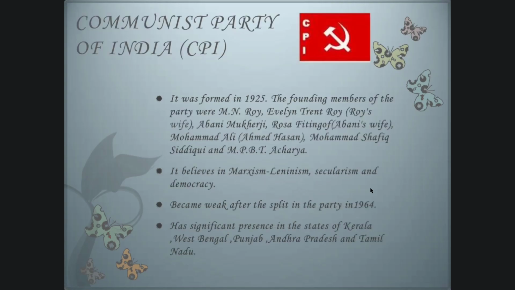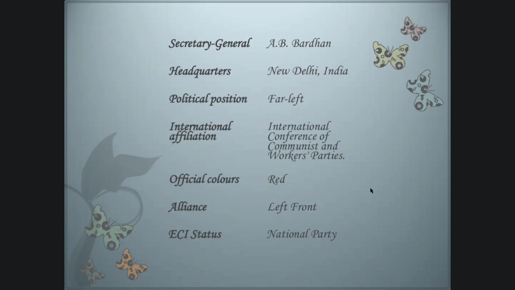CPI stands for Communist Party of India. Secretary General is A.B. Bardhan. Its headquarters is in New Delhi. Political position is far left. International affiliation: International Conference of Communist and Workers' Parties. Official color is red. Alliance is the Left Front. ECI status is National Party. This is a national party.